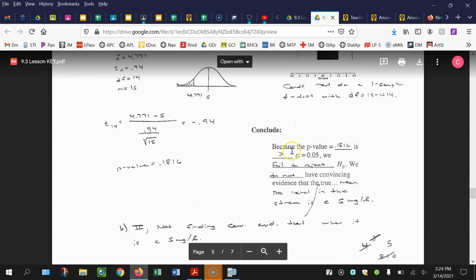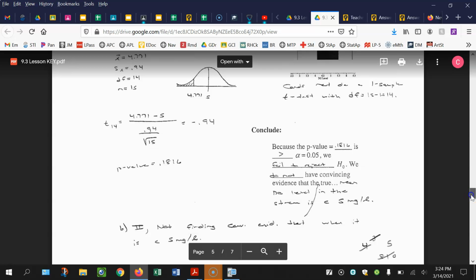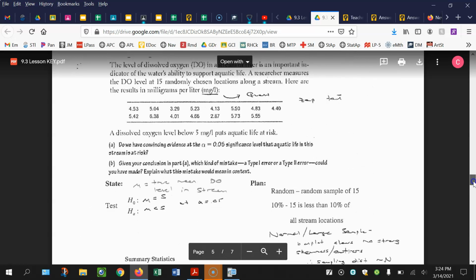Conclusion: because the p-value is greater than alpha equals 0.05, we fail to reject the null. We do not have convincing evidence that the true mean dissolved oxygen level in this stream is less than 5 milligrams per liter. So it doesn't look like the stream is at risk.